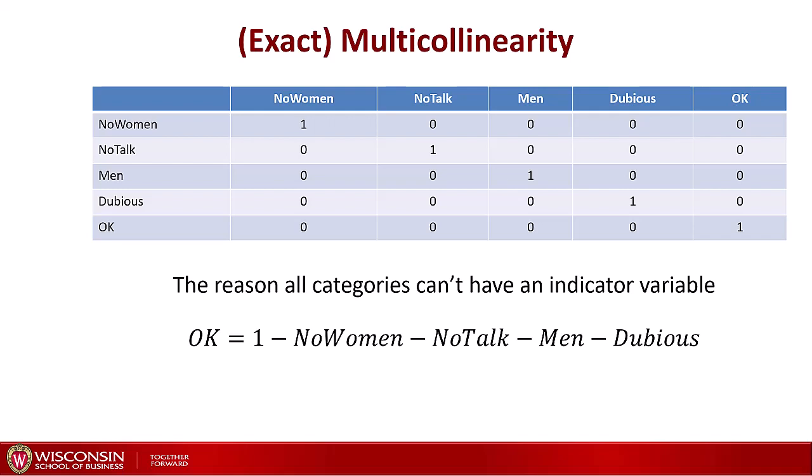We can see here that the variable OK, which means it passed the Bechdel test, is equal to 1 minus each of the other categories. In that case, it's a linear combination, and so if we try to run this in the software, it will automatically drop one of the categories, which is the new reference group.